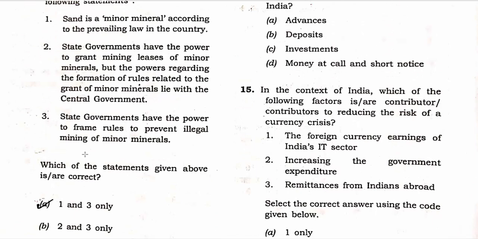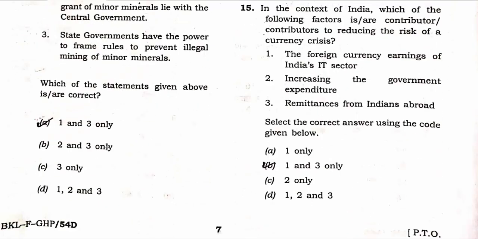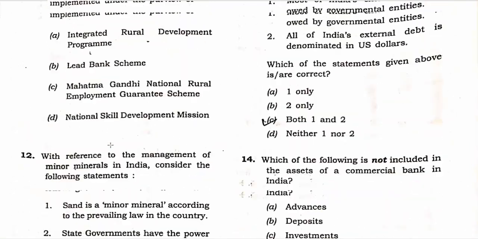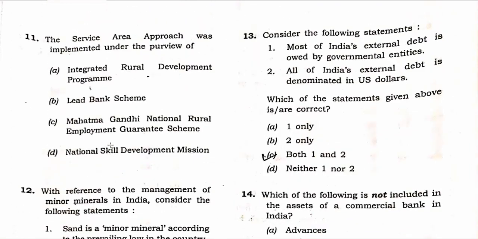1 and 3 is actually the correct answer with respect to the 12th question. Then comes the 13th question. Consider the following statement. Most of India's external debt is owed by the central and governmental entities. So it is not only owed by governmental entities, it can be commercial banks, it might be any other private entities as well. It just can't be one.